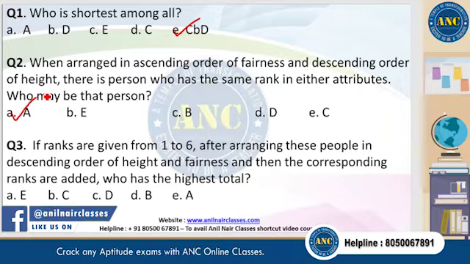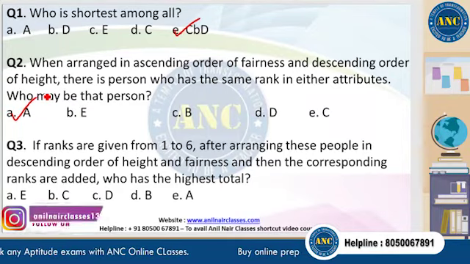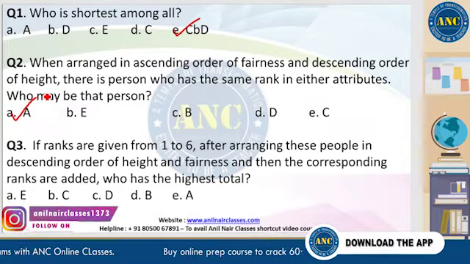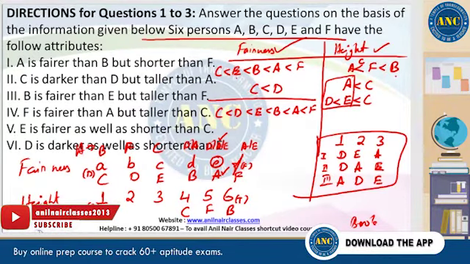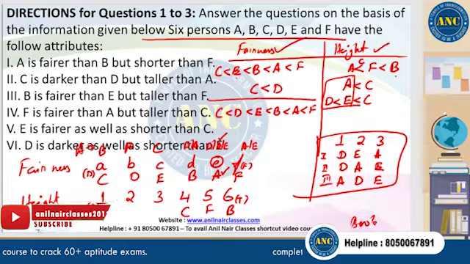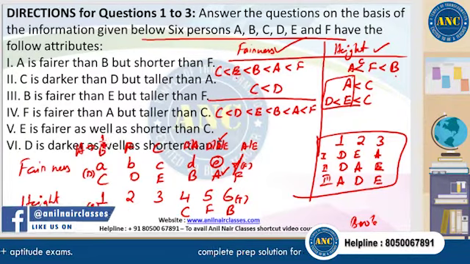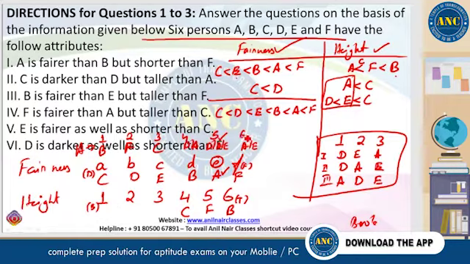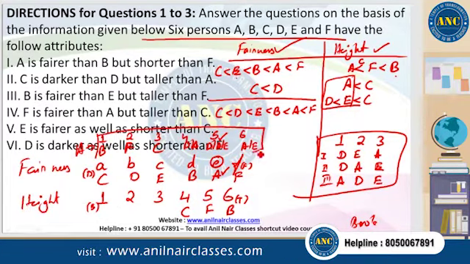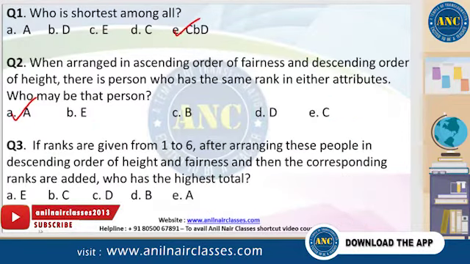If the ranks are given from 1 to 6 after arranging these people in descending order of height, so 1 would be like this. This would be 1, this would be 2, 3, 4, 5, 6. That's your descending order of heights. That's pretty simple, and fairness as well.